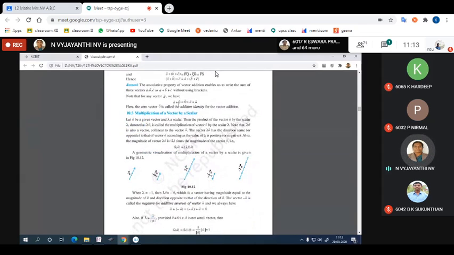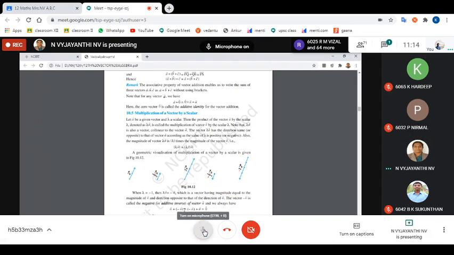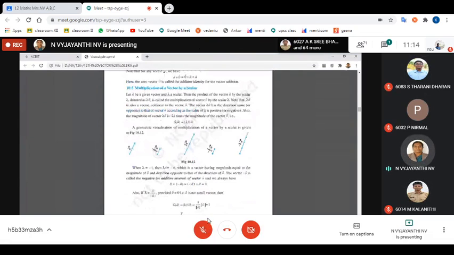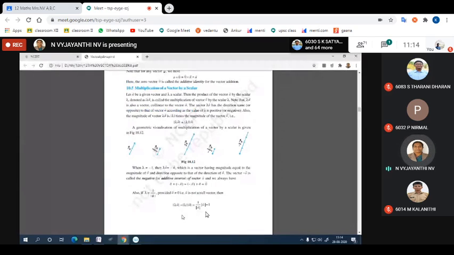By adding a zero vector to any vector, we will get the same vector. So that is additive identity. The vector which is the additive identity is called the zero vector. Then multiplication of a vector by a scalar. If you multiply a vector by a scalar, the magnitude will change. For example, modulus of lambda into A vector will be modulus lambda into modulus of A vector. So the magnitude of the vector will change, but its direction will not change.